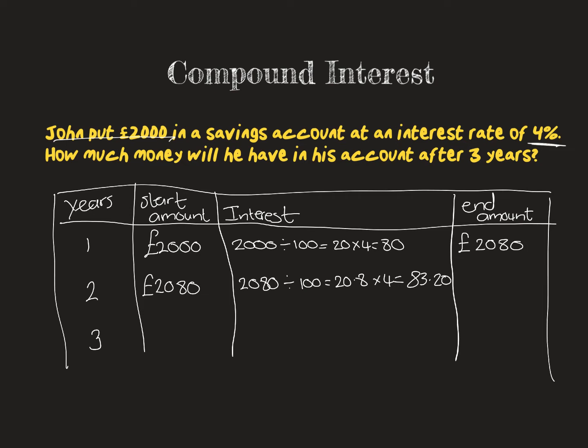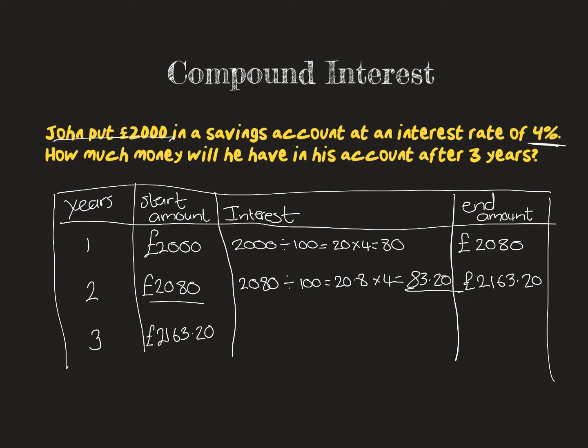So we're going to add that on. So we started off with £2,080. We've now gained £83.20 in interest. So that means if you add that on, we now have £2,163.20. So that means at the beginning of year 3, we have £2,163.20. So write that in again, £2,163.20. Go through the same process.